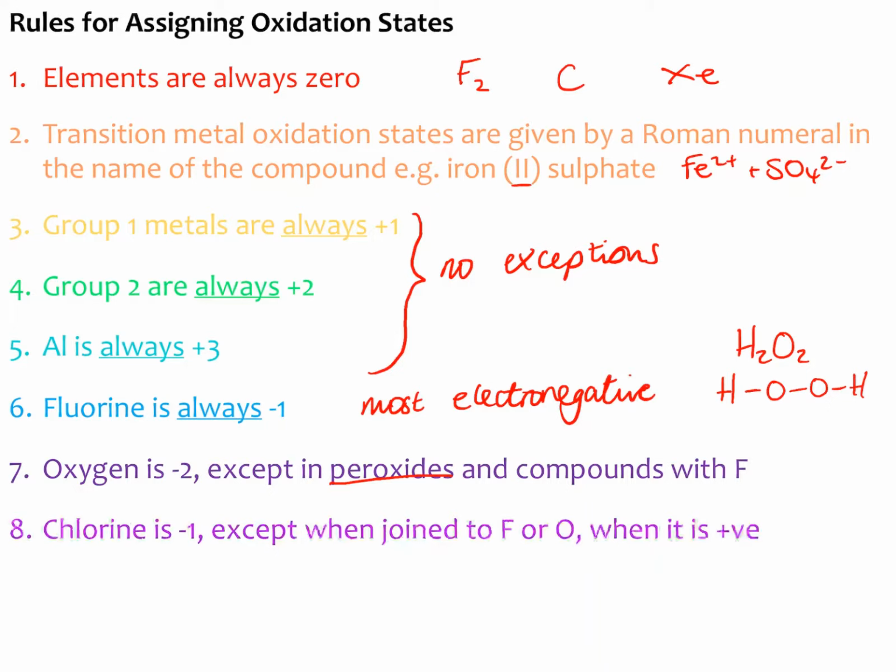Rule number 8 is that chlorine is -1, except when joined to fluorine or oxygen, when it will be positive. And that's because F and O are both more electronegative than chlorine. But normally chlorine is -1.